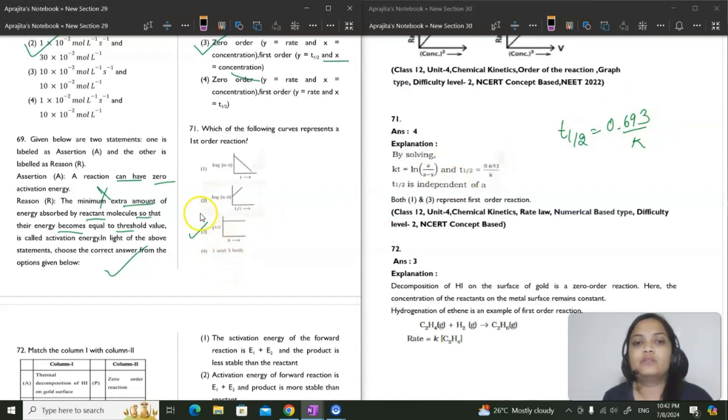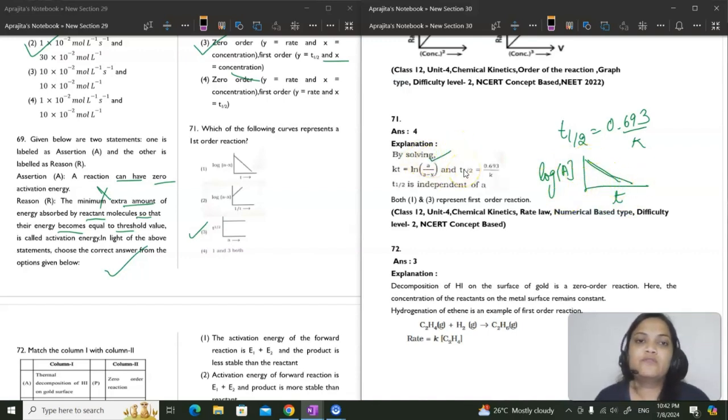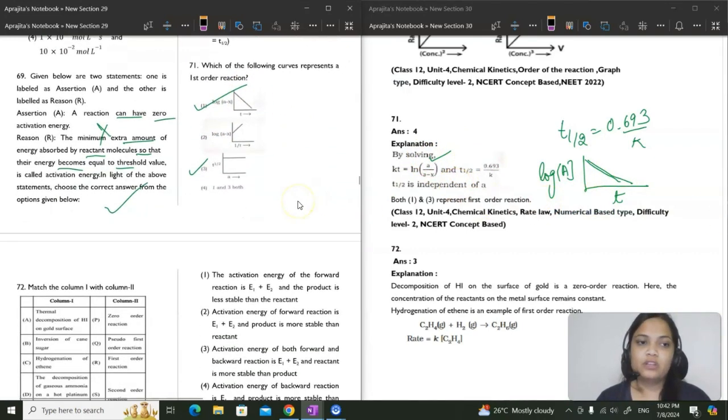And for the first order reaction, if you draw the graph of the log of concentration, log A, and time, it is a straight line graph like this. So in this case, first and third both represent the graph for the first order reaction.